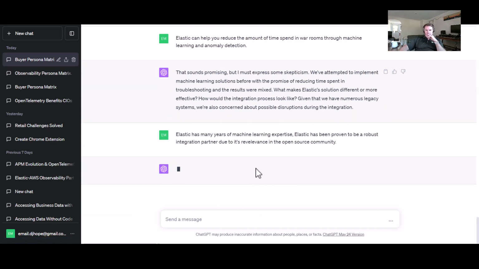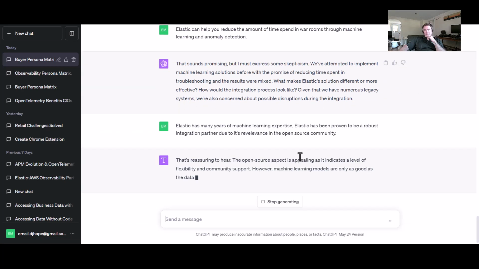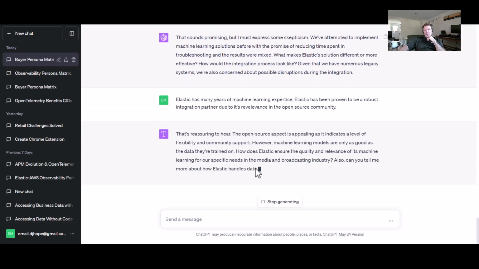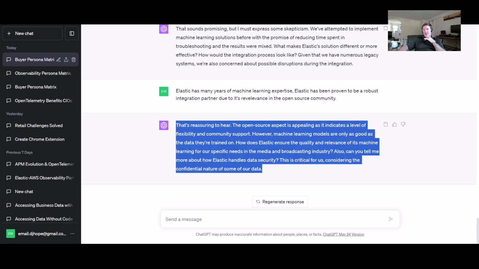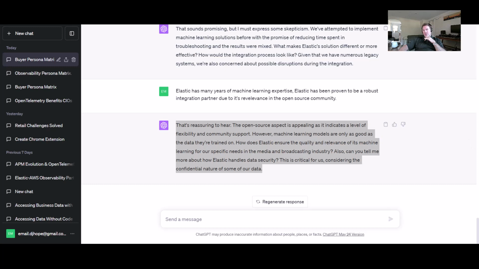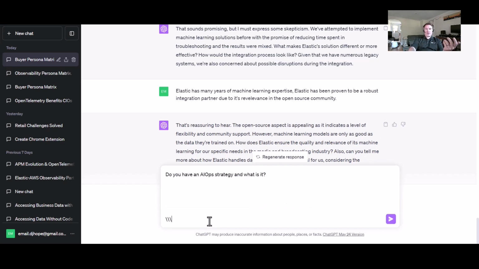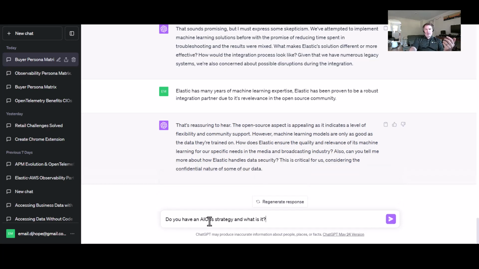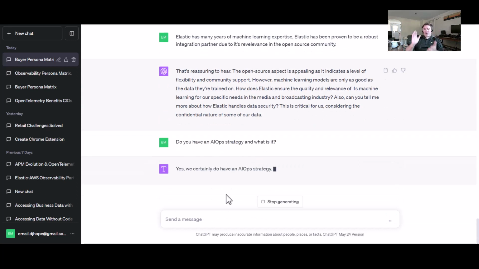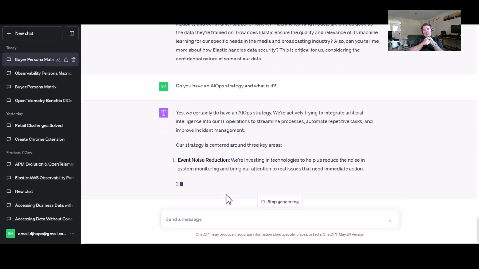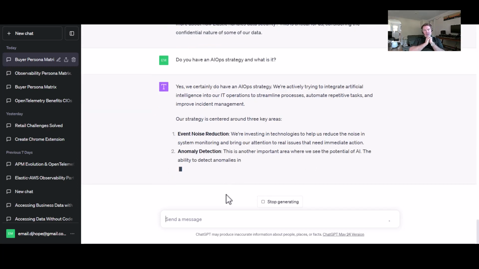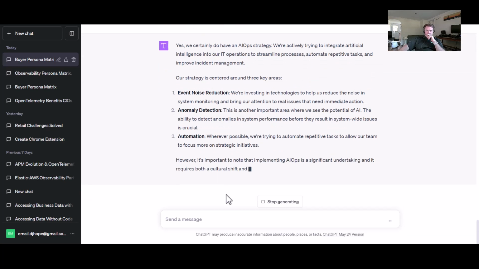So now it's doing some more objections, like how does Elastic ensure the quality and relevance of its machine learning in the media broadcasting industry? So it's actually talking as if it's from Dish Media. And let's ask it something else. We'll take it down a different track. What is Dish Media's AI ops strategy, for example? Maybe the objections are getting a bit too much, but this helps you understand the things that people might object to, which is great because it's one of the things that you need to prepare for in these meetings. So that's interesting. They've got an AI ops strategy. They're very interested in event noise reduction, anomaly detection, and automation.